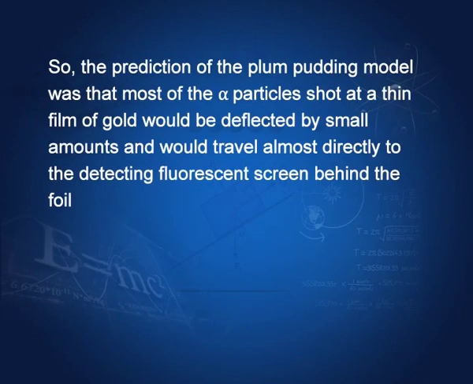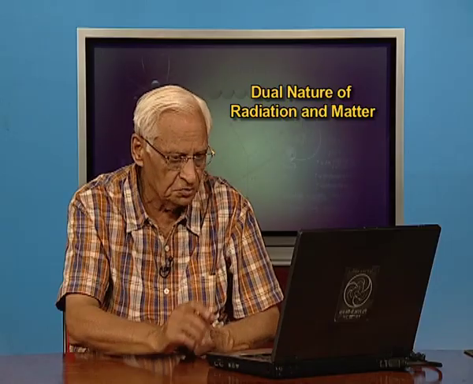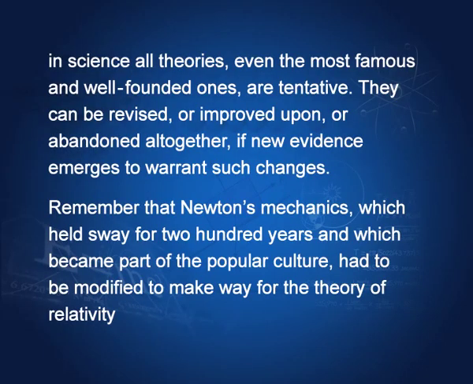So, the prediction of the plum pudding model was that most of the alpha particles shot at a thin film of gold would be deflected by small amounts and would travel almost directly to the detecting fluorescent screen behind the foil. I will show you this in the next lecture. But here I am going to point out a very important thing.